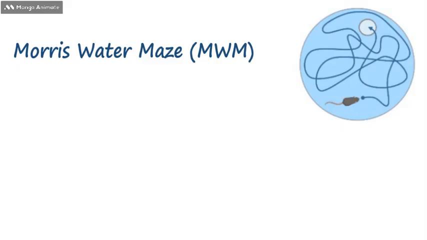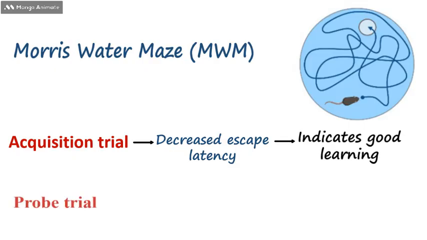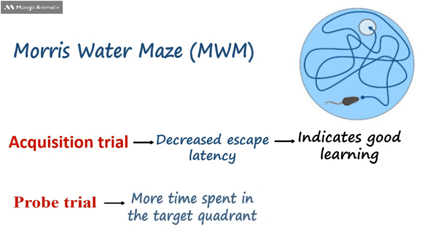To sum up, in the acquisition phase, the decreased escape latency over the 4-day trials indicates good learning. While in the probe trial, spending more time in the target quadrant reflects good memory retention.